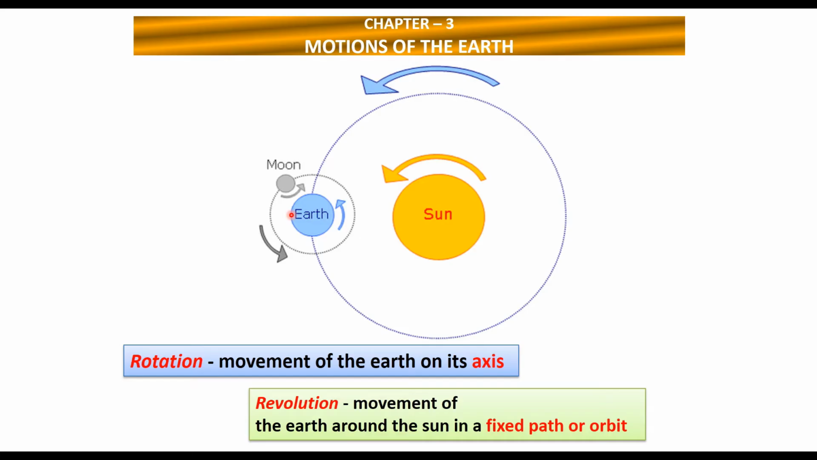We'll learn them. Earth's movement on its axis is known as rotation. It rotates on its axis. So now the earth moves around the sun as well. It moves around in a fixed path known as orbit. This movement is known as revolution.